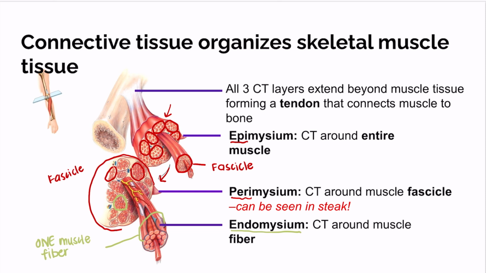What's interesting here is that the endomysium, perimysium, and epimysium all extend past the length of your muscle, and that is actually what produces our tendon that attach our muscle to bone.